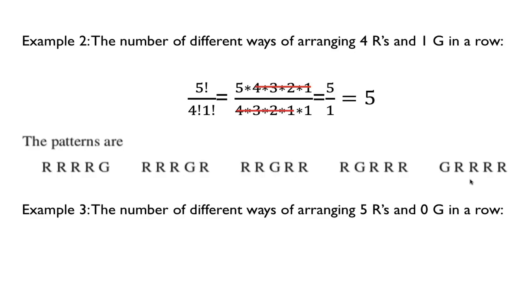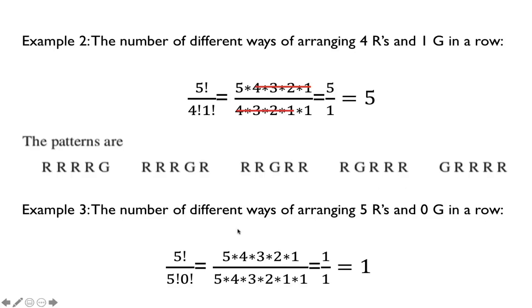The number of different ways of arranging 5 reds and 0 green in a row is 5 factorial divided by 5 factorial and 0 factorial. Notice 0 factorial was 1, so if I do this out, I get 1. And that makes sense because if I have 5 red and no green, there's only one way to arrange 5 red. Well, just 5 red in a row.